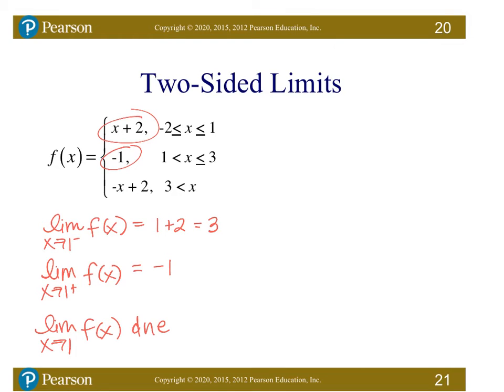In order for the limit approaching 1 to exist, the limit approaching from the left and the right have to be the same. The two-sided limits need to match. So let's try the same thing at 3. Let's check the limit as x approaches 3 from the left of the function, and the limit as x approaches 3 from the right of the function.